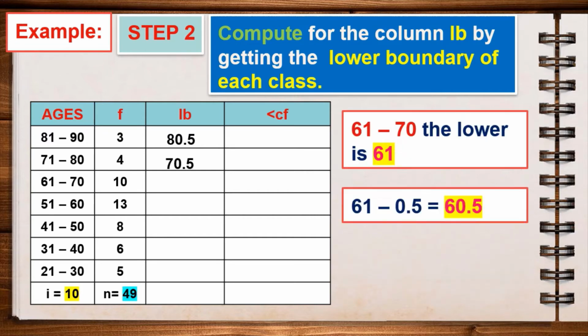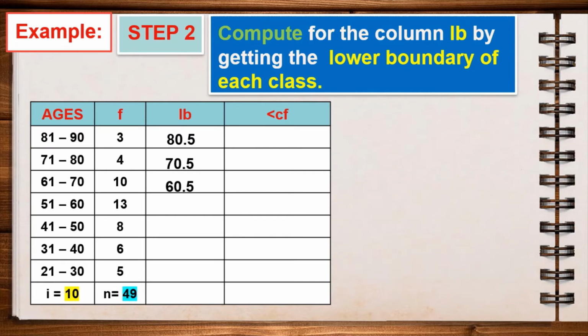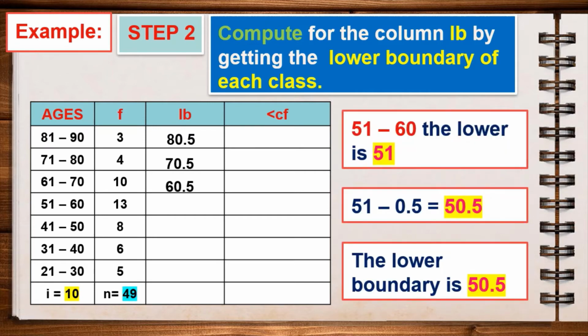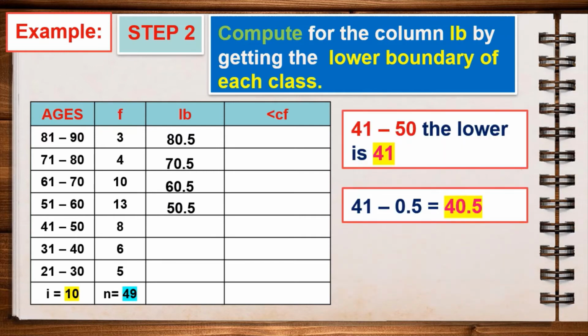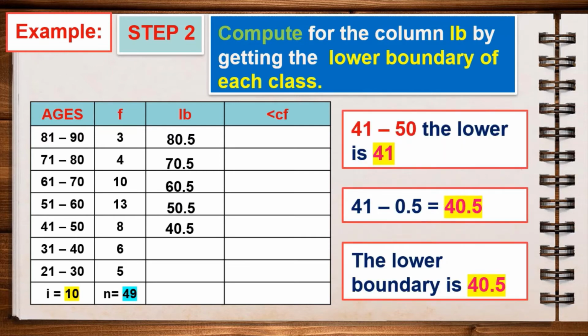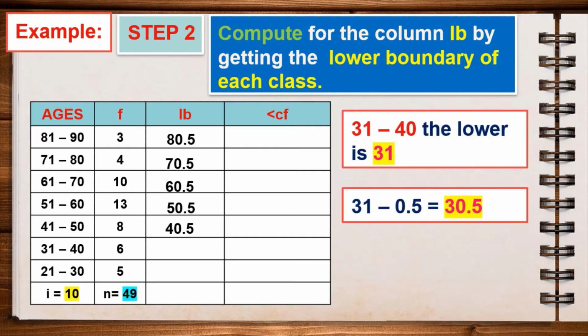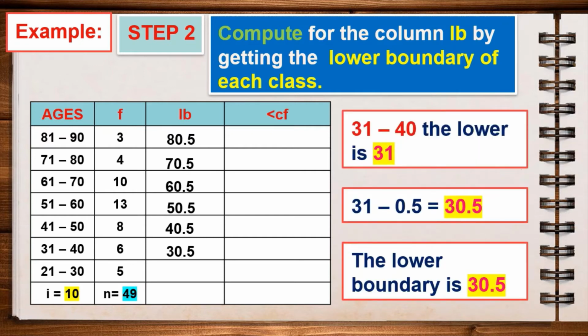So, 61 minus 0.5, that is 60.5. And then 51 minus 0.5, that is 50.5. 41 minus 0.5, that is 40.5. And then 31 minus 0.5, that is 30.5. And then 21 minus 0.5, that is 20.5. Mayroon po siyang pattern dito. Minus 10 ng minus. Kung ilan po yung interval, yun po yung mina-minus.